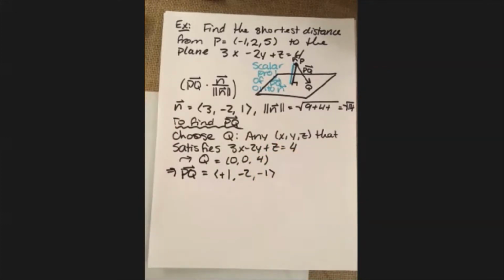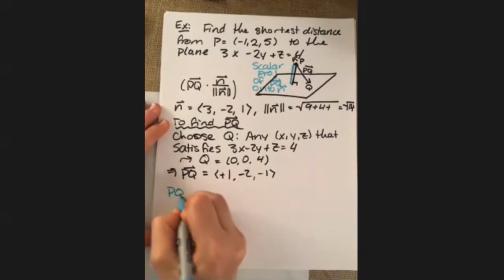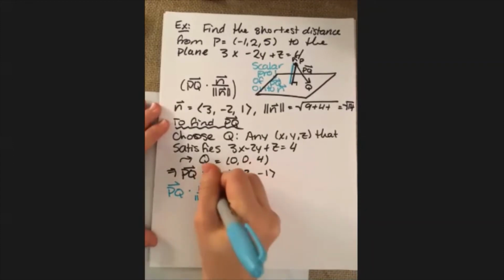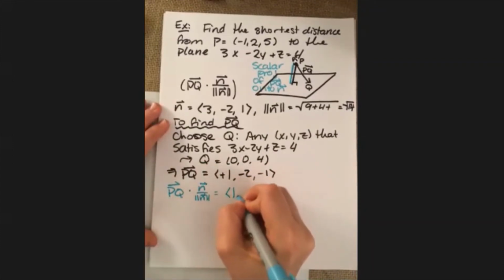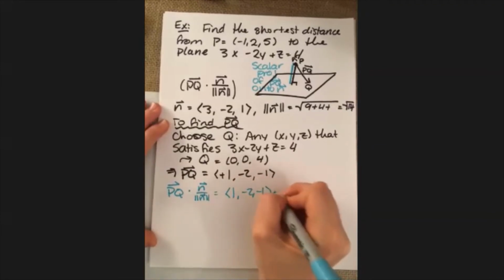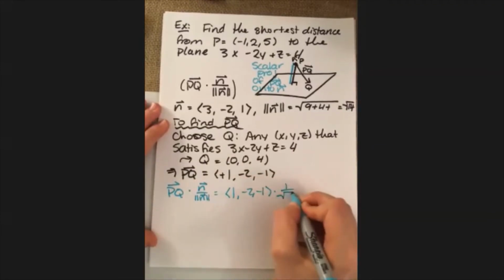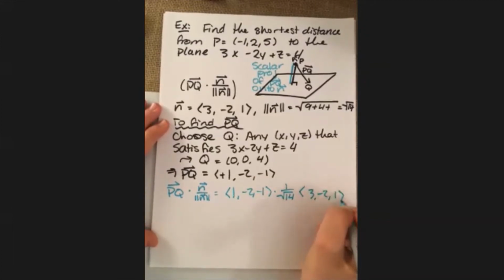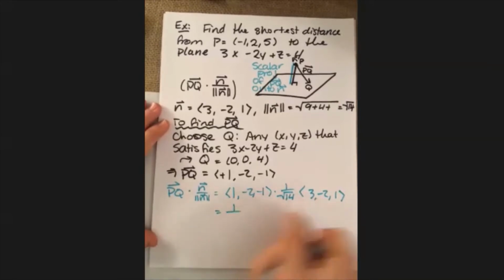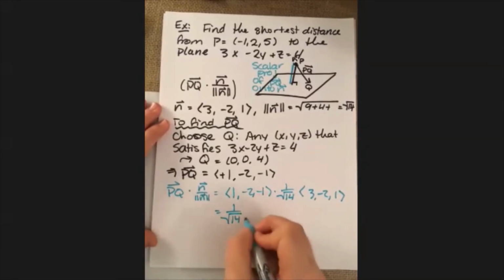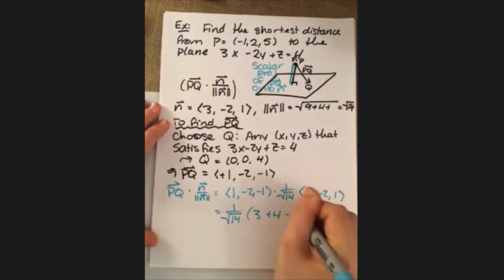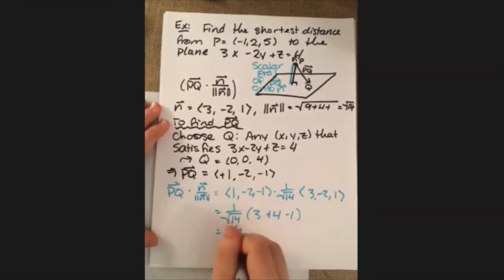All right, so I think we're ready to compute our scalar projection: PQ dotted with N divided by the length of N. So PQ is (1, -2, -1), dotted with 1 over root 14 times (3, -2, 1). I like to pull the root 14 out to the front. We get 3 plus 4 minus 1, which is equal to 6 over root 14.